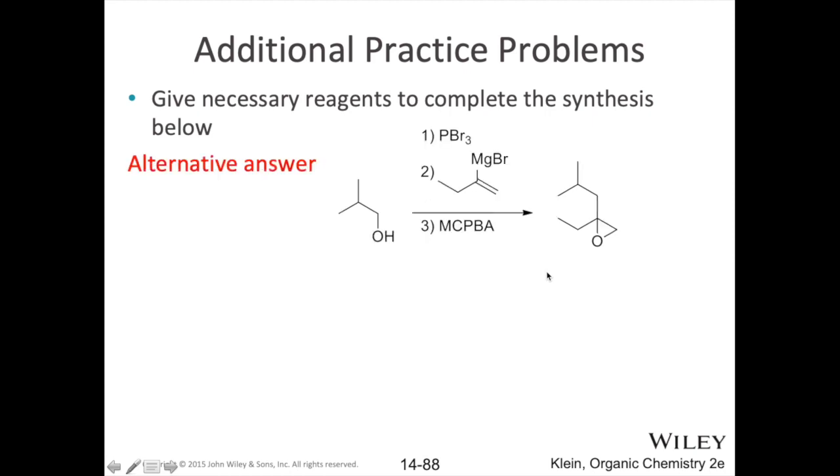Okay. Alternatively, we could start off with our Grignard with an alkene already built into it, and then use MCPBA to convert that into an epoxide more directly. Okay, so that's another option there as well.